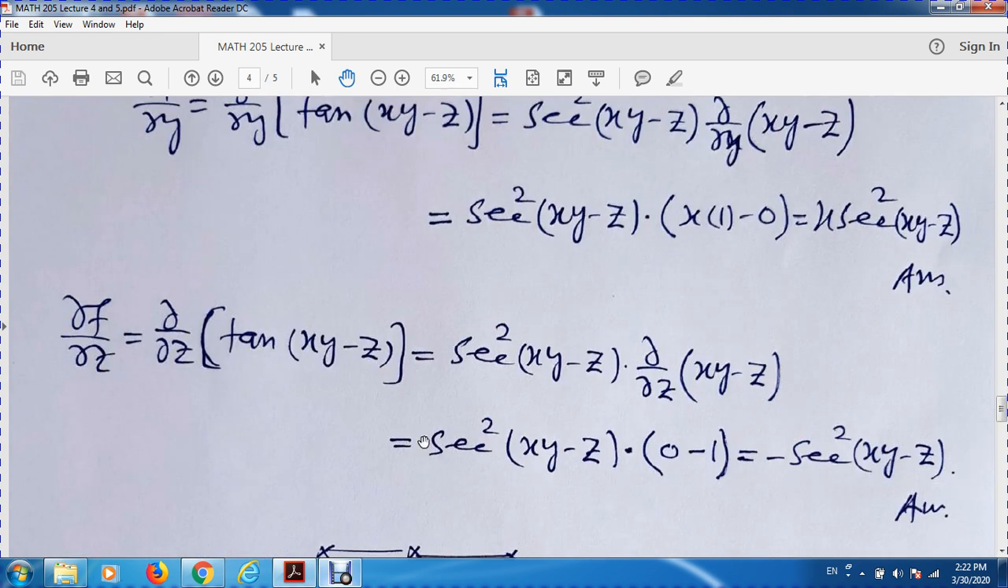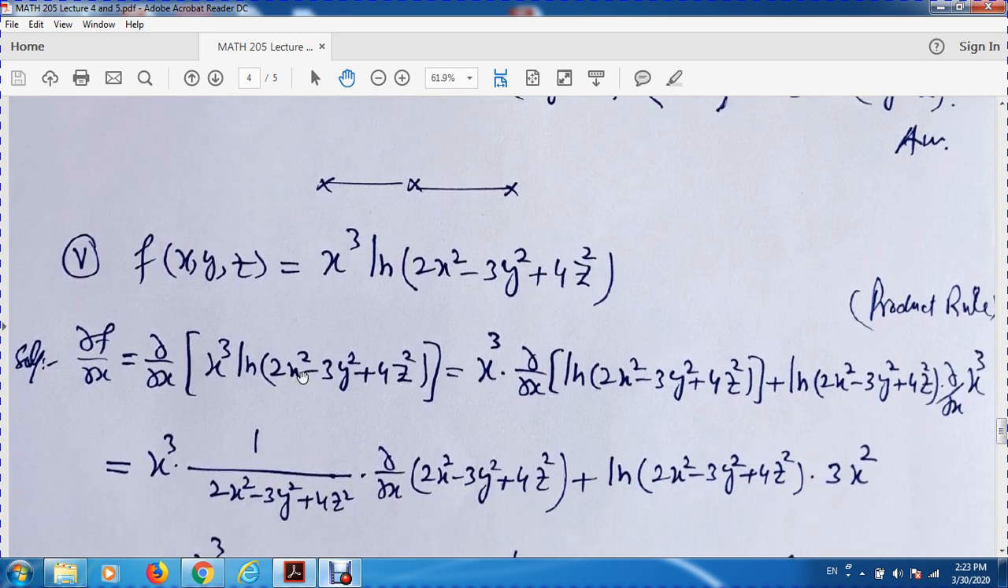And similarly we can write the derivative with respect to z. Again I write the derivative of tan, which will be secant square xy minus z, and then again the derivative of inside, xy minus z, with respect to z. Here there is no z, so the derivative will be 0, and here is z, so the derivative will be 1. So your answer is minus secant square xy minus z.